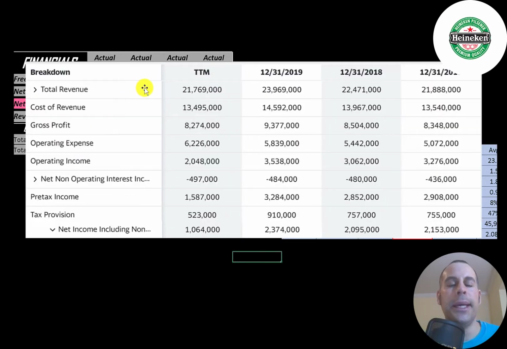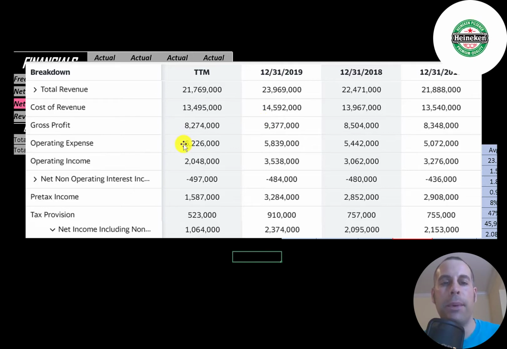This is the company's income statement, and all these numbers are in euros. All the numbers on my Excel spreadsheet are converted to US dollars. The top line is the revenue, the sales. Below that is the cost of revenue. Example, cost of the bottles and the cost of the liquids that goes into their products. The difference between those two numbers is their gross profit. And that was the lowest in the trailing 12 months at $8.3 billion. It peaked in 2019 at $9.4 billion.